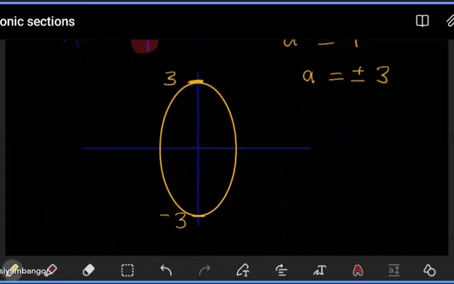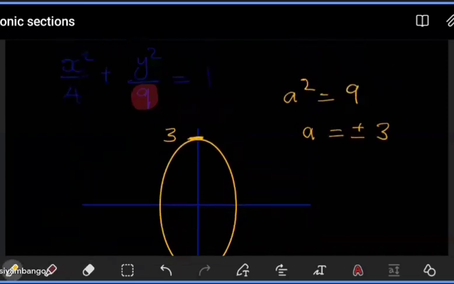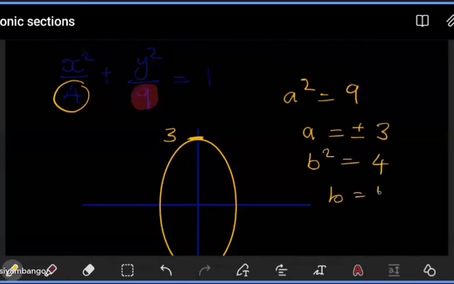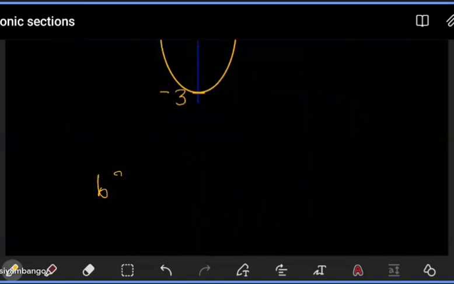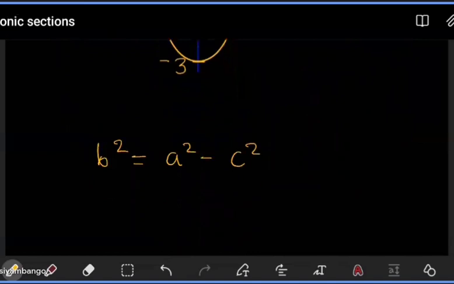What else? Next, we have the b squared term. Since this is the a squared term, b squared has to be this one. So b squared is equal to 4, so that b is plus and minus 2. Once we have what b is, you remember that relationship, that b squared is equal to a squared minus c squared. This is what we had last time. Once you have this equation remembered, you can easily use it to find what c is.